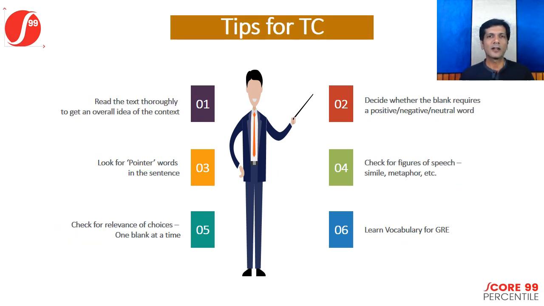Now let's take a look at certain tips that you are required to know for text completion again. Now, point number 1, read the text thoroughly to get an overall idea of the context. Now, this is an extremely important point. When we say that read the text thoroughly to get an overall idea of the context, we are implying here that, like we said earlier, your text may have anywhere between 1 to 5 sentences.